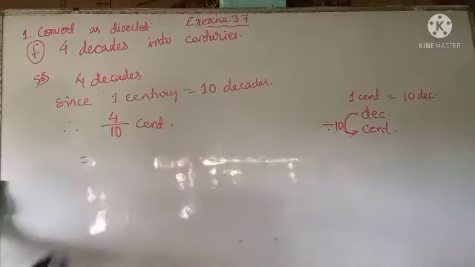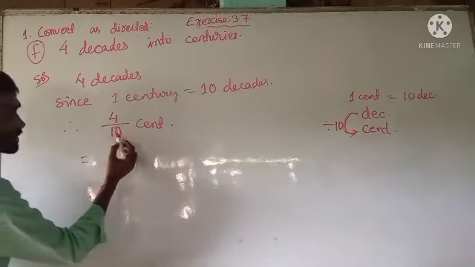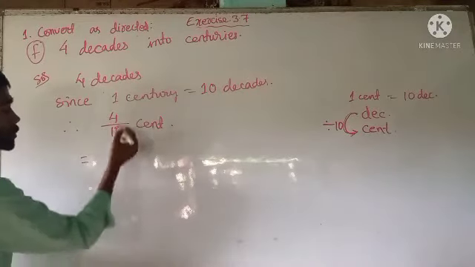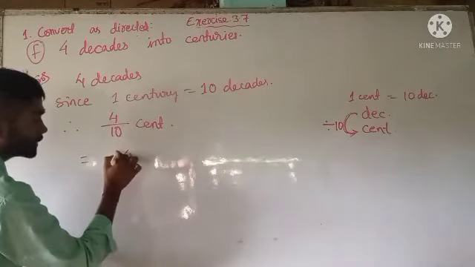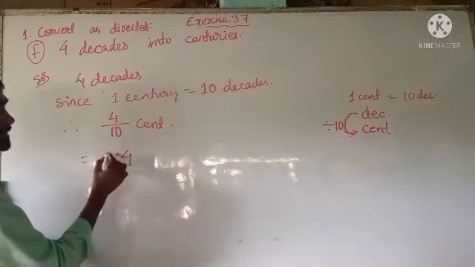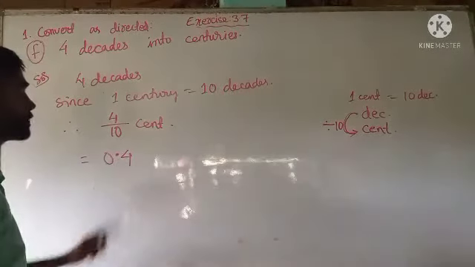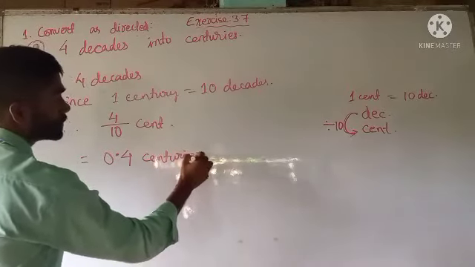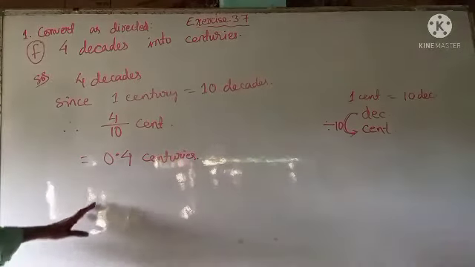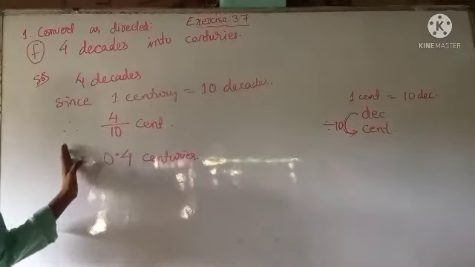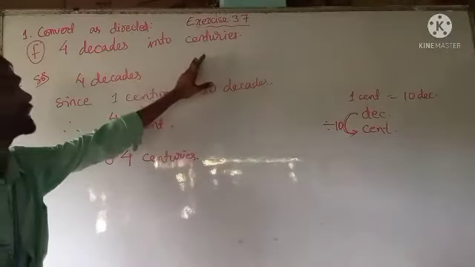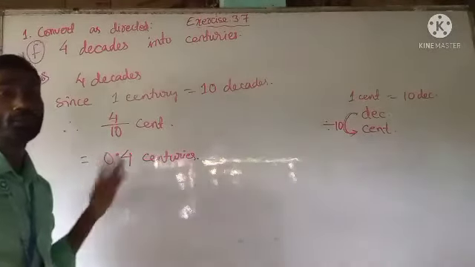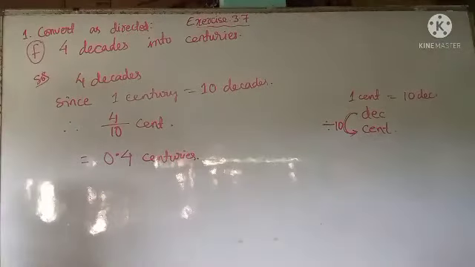Now 4 by 10. So here after this downside we can see only 1 zero is there. So we'll put the decimal point after 1 digit. So 1 digit and decimal point. So 0.4 century. So this is our required answer. So in this way we can convert, how it is asked to convert, we can convert them into other units. So now let me show you question number 2.